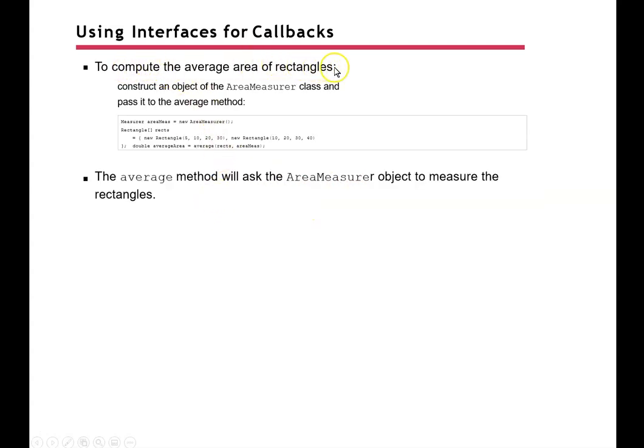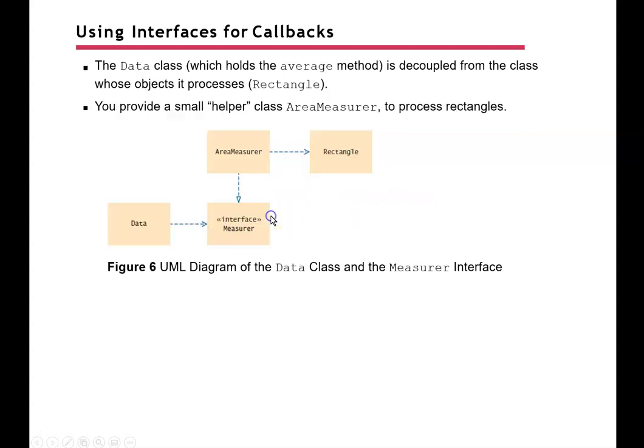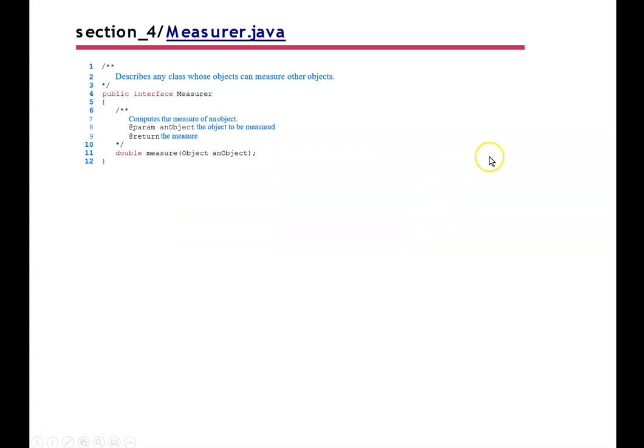To compute the average area of rectangles, you construct an object of the AreaMeasurer class and pass it to the average method. The average method will ask the AreaMeasurer object to measure the rectangles. The DataSet class, which holds the average method, is decoupled from the class whose objects it processes. You provide a small helper class, AreaMeasurer, to process rectangles. This detaches and decouples the classes involved here, so you can use them again and again.